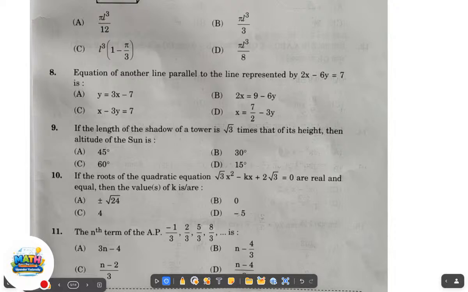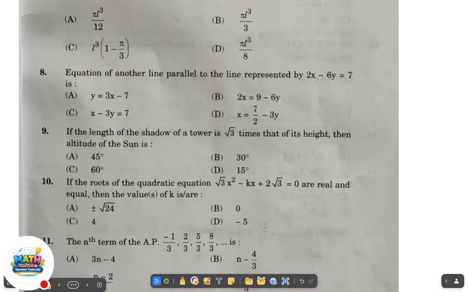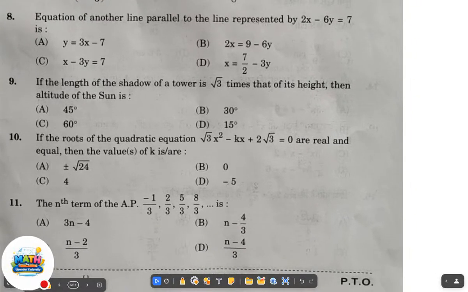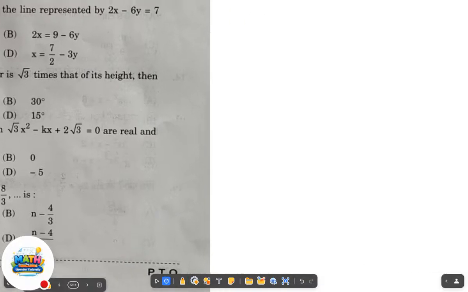Next, the ninth question. The length of the shadow of a tower is root 3 times its height. Then the altitude of the sun is? So we have to find the angle of elevation of the sun. The shadow length is root 3 times its height. Okay, let's draw the diagram for this situation.